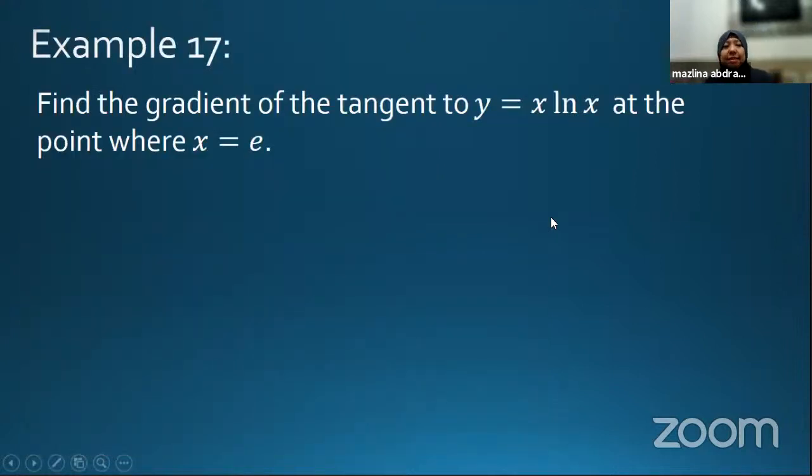Okay, look at this. Find the gradient of the tangent to y equals x ln x at the point where x is equal to e.